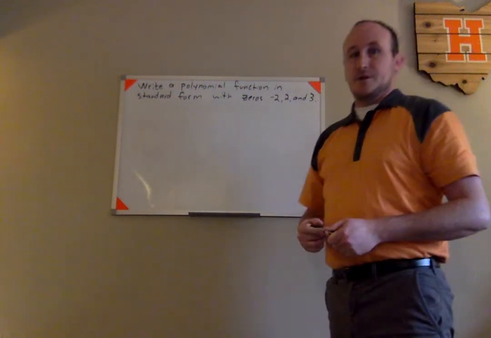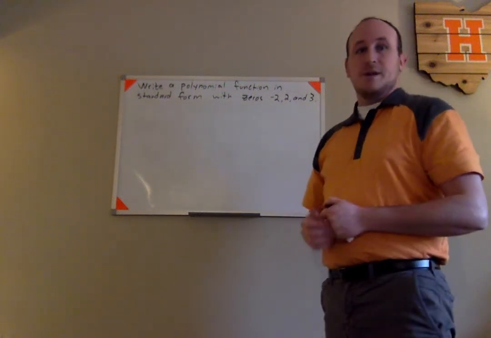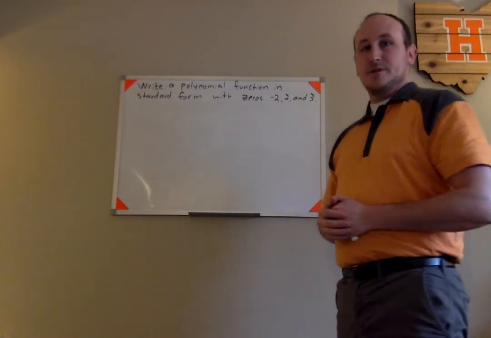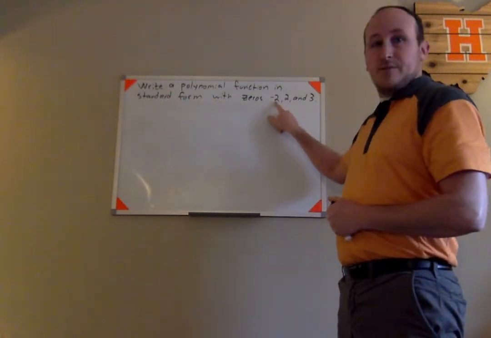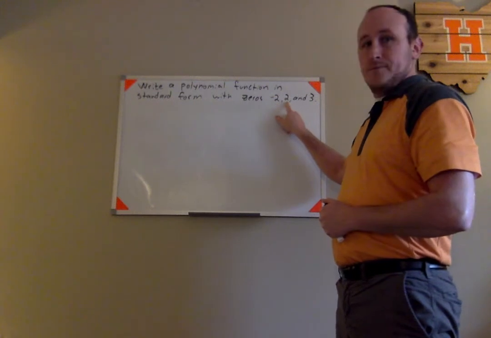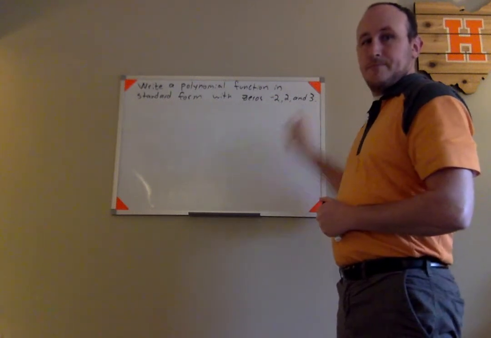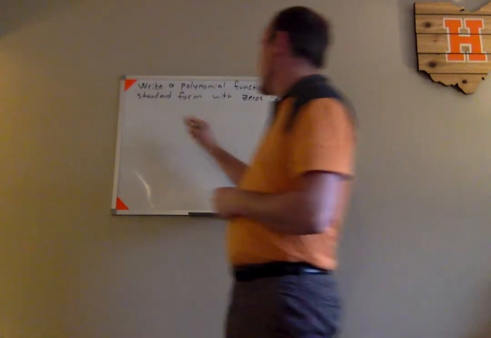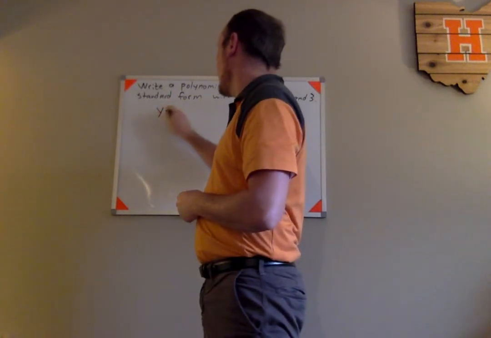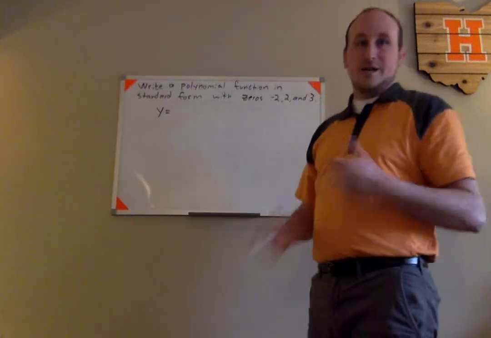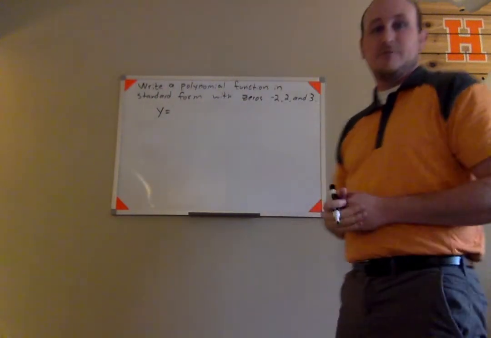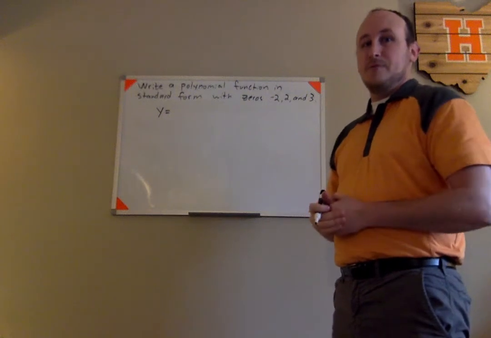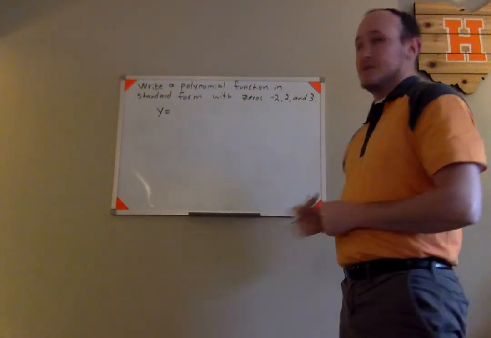Okay, in this particular example, we are being asked to write a polynomial function in standard form with the given zeros of -2, 2, and 3. So when we start off doing that, first of all, I need to make sure I write y equals so that I actually have a function and not just an expression. Sometimes people leave that off, being technical and paying attention to the vocabulary there. So I have a polynomial function, and I want it to have these given zeros.